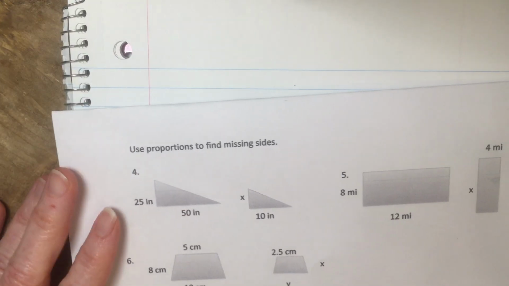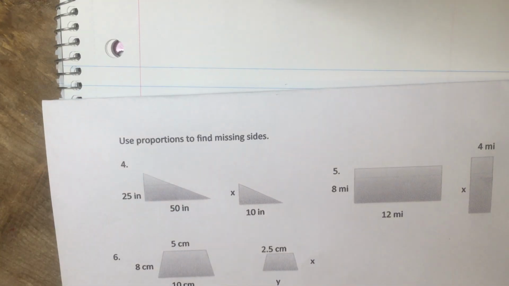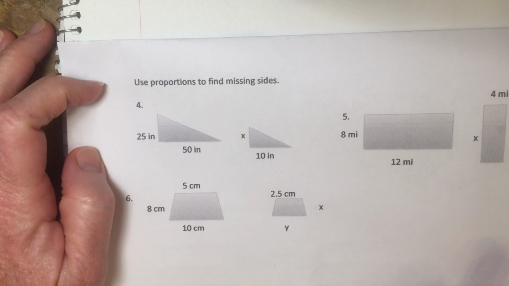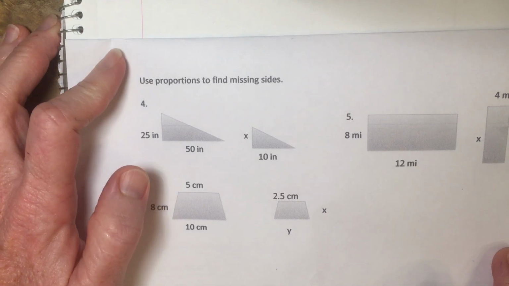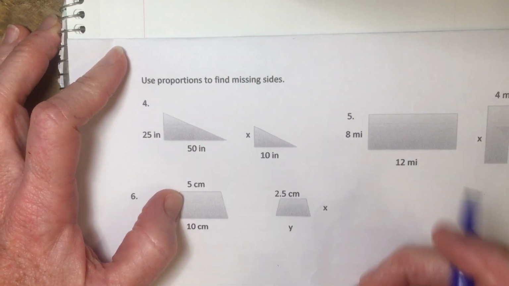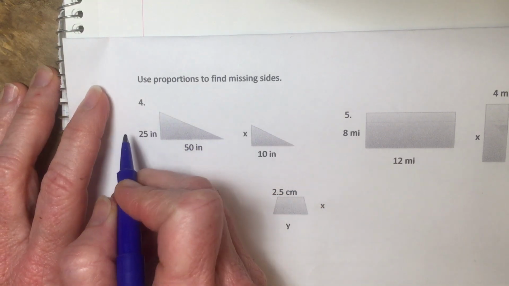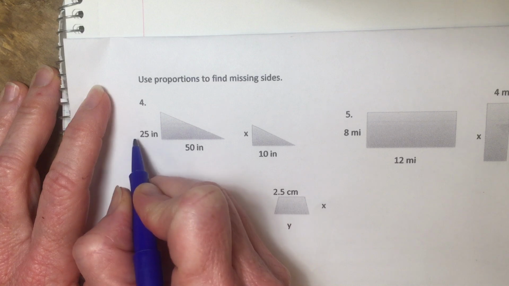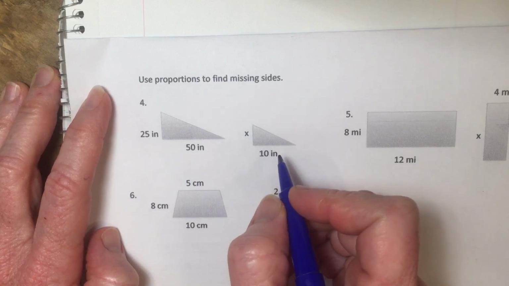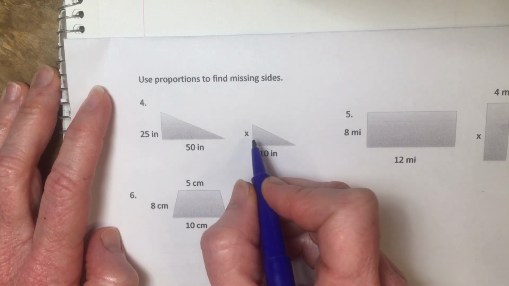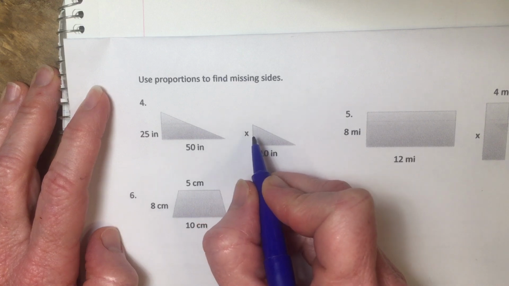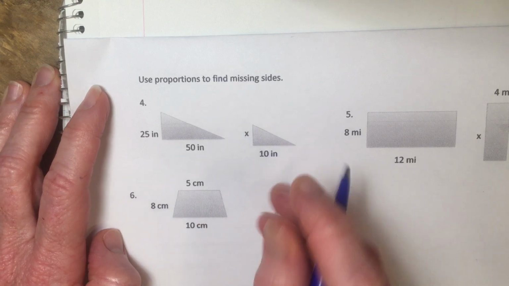All right, so in this video, we're going to continue talking about similar figures, and in all these problems, we're going to assume that the figures are similar and that we're going to use what we know about similar figures to find the missing sides. So if you look at this first problem here, you can see that the sides given are 25 and 50, but in the second triangle, X is standing for the side that's missing. We don't know what the value of this is. That's what we're trying to find.